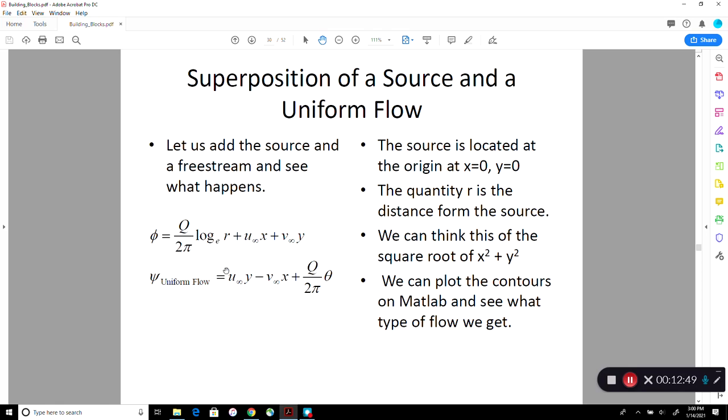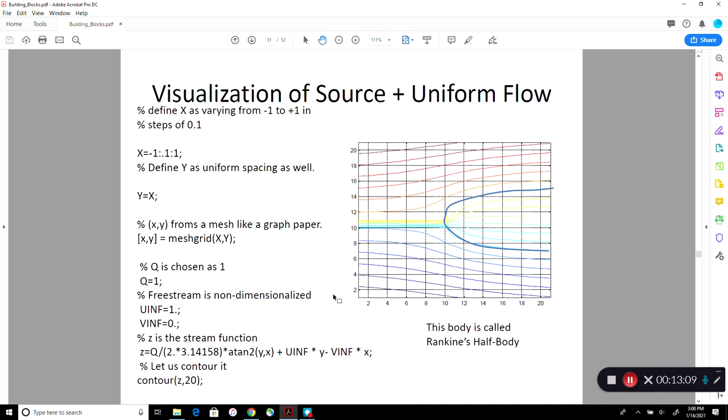Now we can plot contours of these using Matlab and a very simple Matlab program. So I'm going to show you what happens. Obviously, we have to give some numerical values for u infinity, v infinity, and q, and then solve for the contour plot. So this is the Matlab code we are going to use. I'm going to walk you through this.